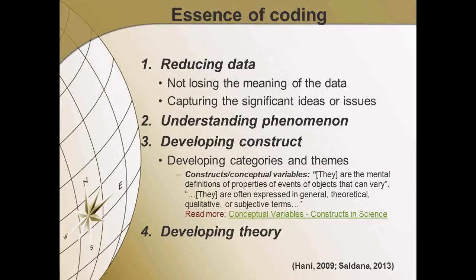The next one is to understand a phenomenon. Let's say there's an issue that you want to address in your study. So you collect data from participants. After collecting data, you have to do the coding and then get information so that you'll be able to understand the phenomenon that you are focusing on, the area of interest that you are focusing on.